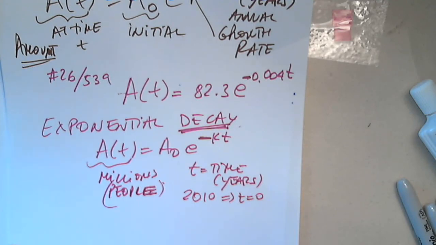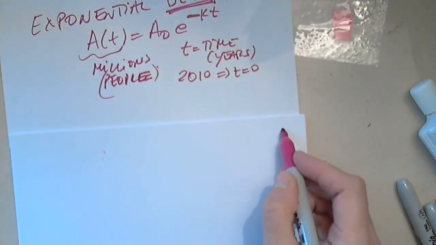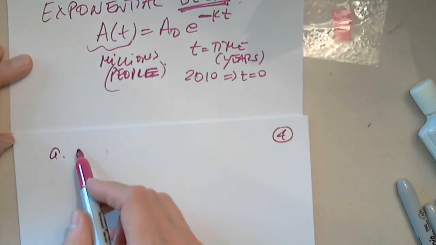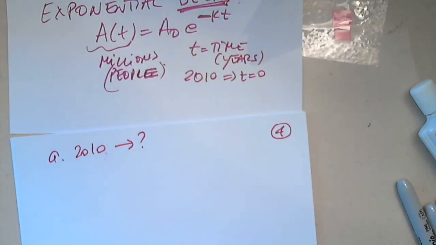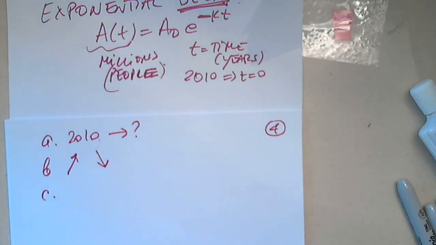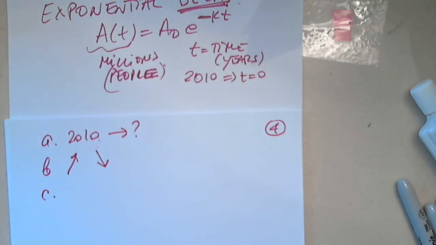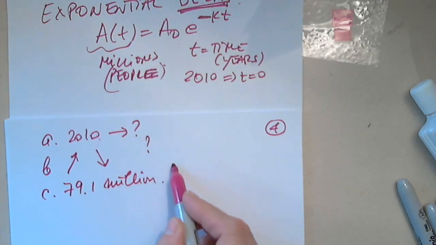What was the population of Germany in 2010? So I'm just going to copy this so I can put the book away. Part A, the population in 2010. Part B, is the population of Germany increasing or decreasing? And part C, in which year will the population of Germany be 79.1 million? So these are our 3 questions that we need to look at.